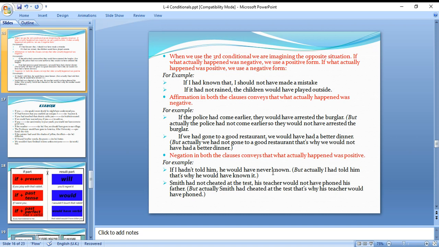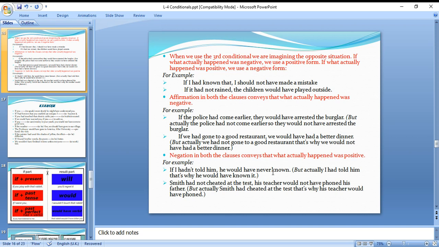If it had not rained, the children would have played outside. Affirmation in both the clauses conveys that what actually happened was negative. If the police had come earlier, they would have arrested the burglar, but actually the police had not come earlier, so they would not have arrested the burglar.